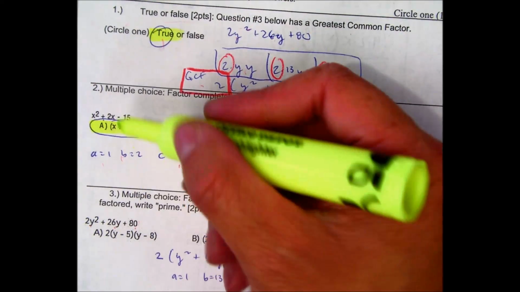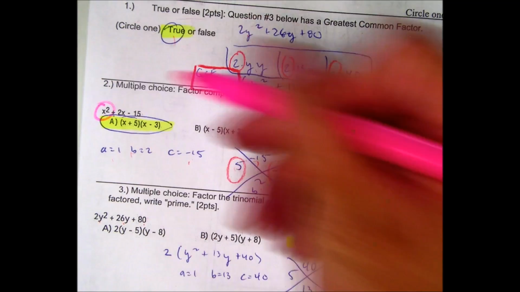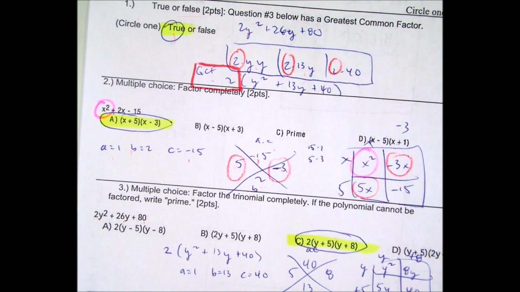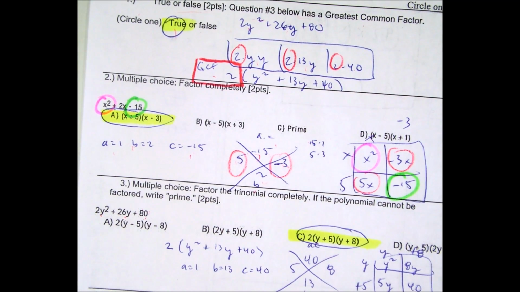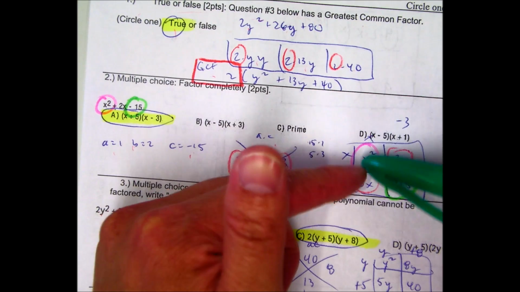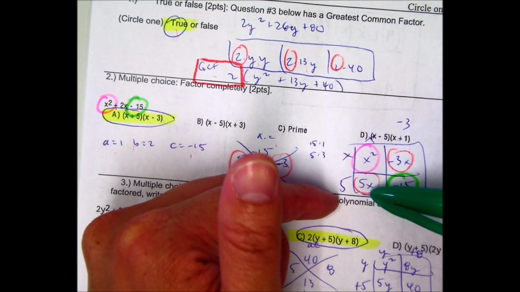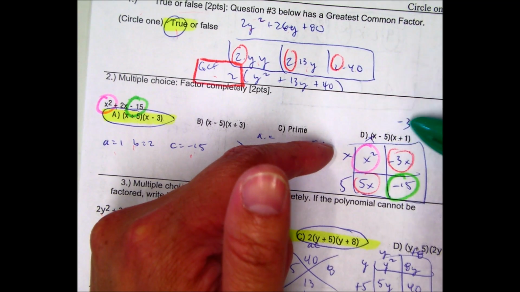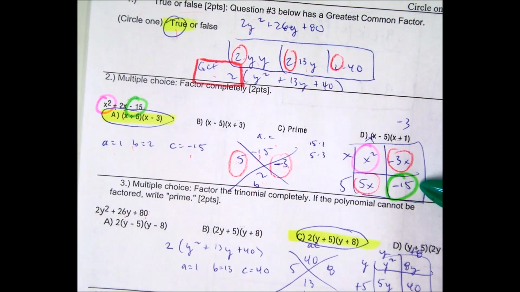Your A value, color pink, always goes into the top left. And your C value goes in the bottom right there. And it's kind of like a multiplication table. How can you get to multiply? So x times x times 5 gives you 5x. Put a negative 3 up here, negative 3 times x gives you negative 3x. Negative 3 times 5 gives you negative 15.